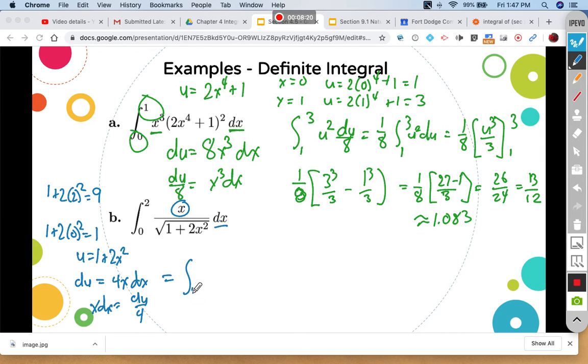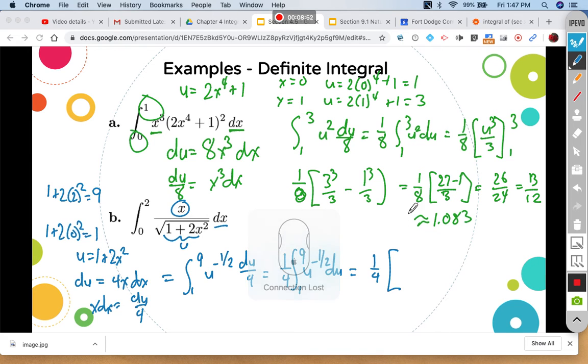So my integral is going to go from 1 to 9. This is my u, so I'm going to have u to the negative 1/2 to make the integration easier, and my x dx is du over 4. Or 1/4 the integral from 1 to 9 of u to the negative 1/2 du. Again, this is a simple power. So we're going to say that's plus 1, negative 1/2 plus 1 is u to the 1/2 over 1/2.